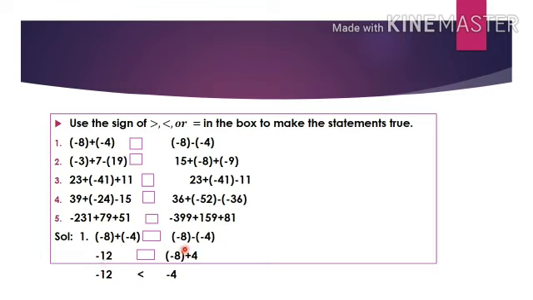Then the other side, minus 8 minus 4. In the previous question, we discussed that when two negatives come together, it becomes positive. Then we get minus 8 plus 4. Then minus 8 is an example for a negative integer.